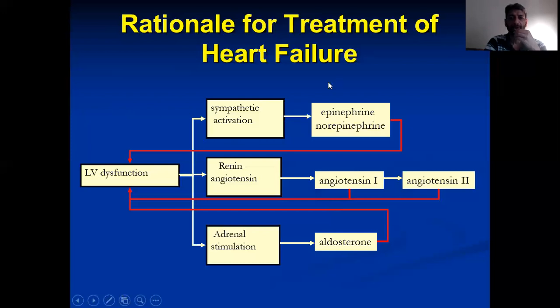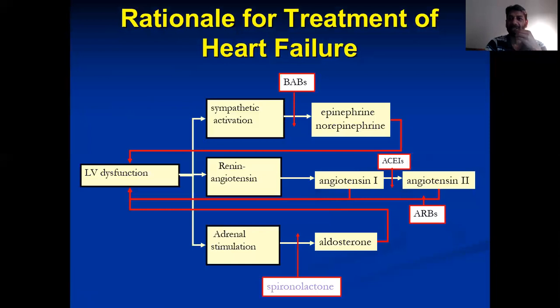Now, if you just concentrate on this chart, which is showing you the pathophysiology: LV dysfunction, increased sympathetic activity, epinephrine, norepinephrine, increased renin-angiotensin, increased adrenal stimulation, leading to all those things which are happening and leading to sodium and water retention, increased vasoconstriction, increased force of contraction, tachycardia, and all that. So these are the different drugs which are used, like beta blockers. This is for taking care of sympathetic activity. That helps in taking care of force of contraction of the heart, tachycardias.